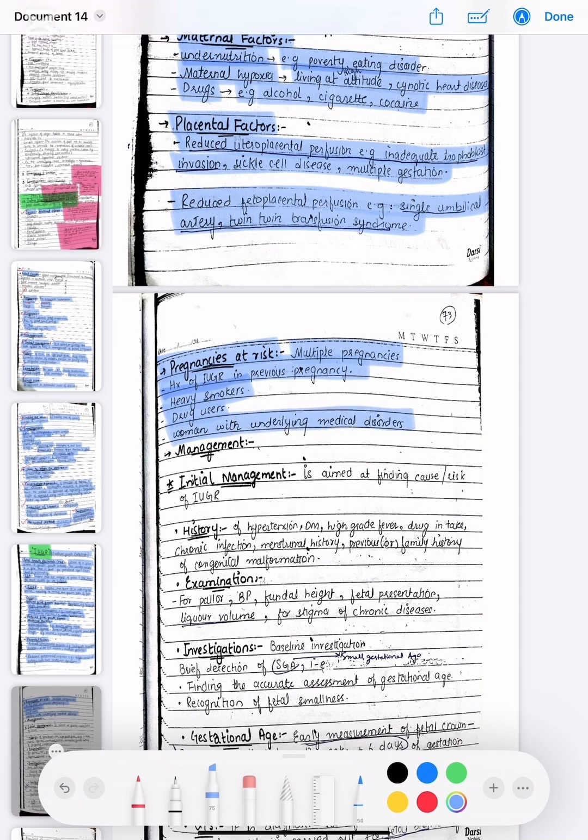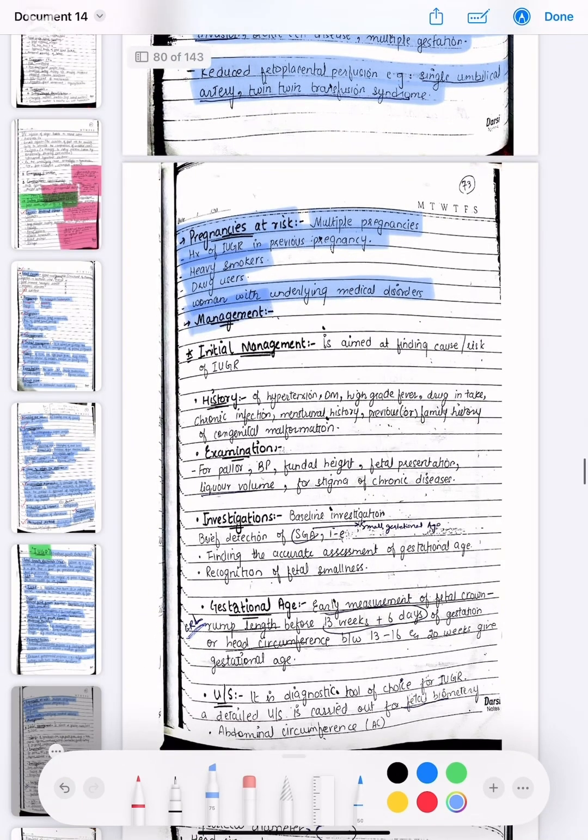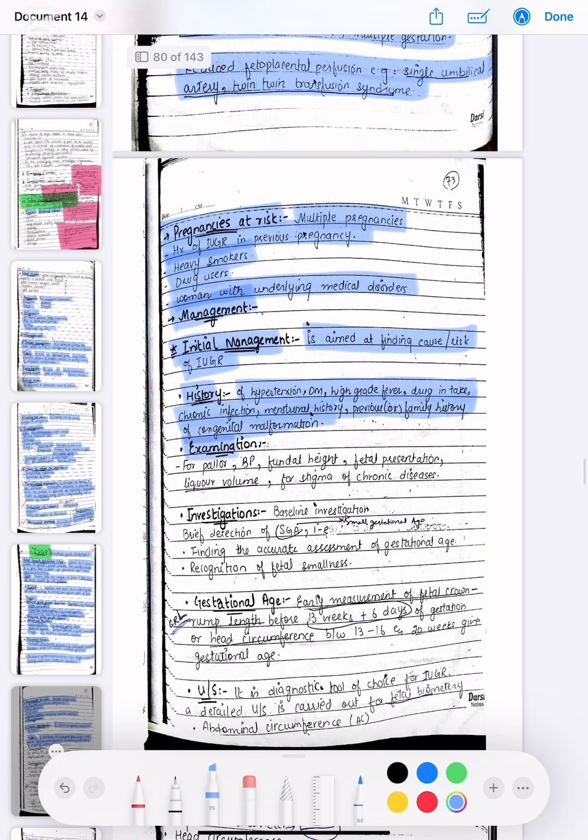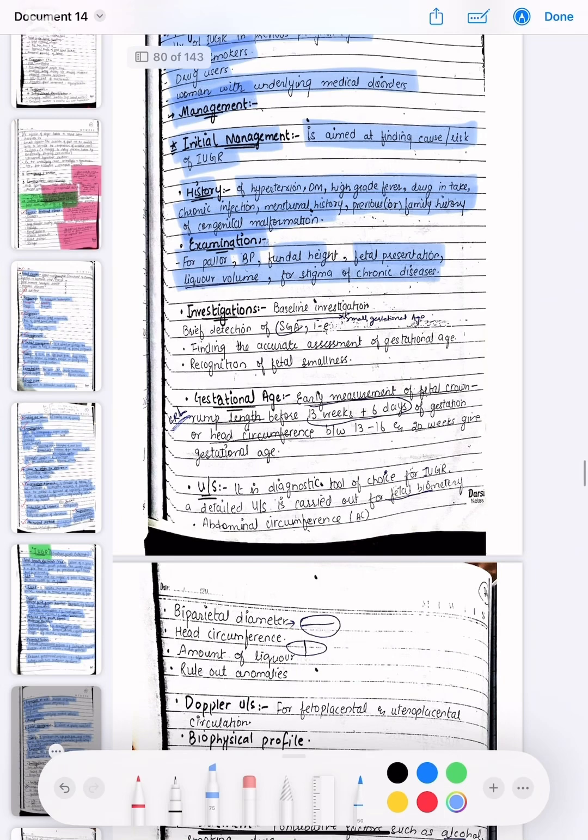Then the management options. Initial management is aimed at finding the cause or risk of intrauterine growth restriction. Then the history of hypertension, diabetes, high grade fever, gut intake, chronic infection, menstrual history, and previous family history of congenital malformation. Then examinations are done for pallor, BP, fundal height, fetal presentation, and stigmata of chronic disease.